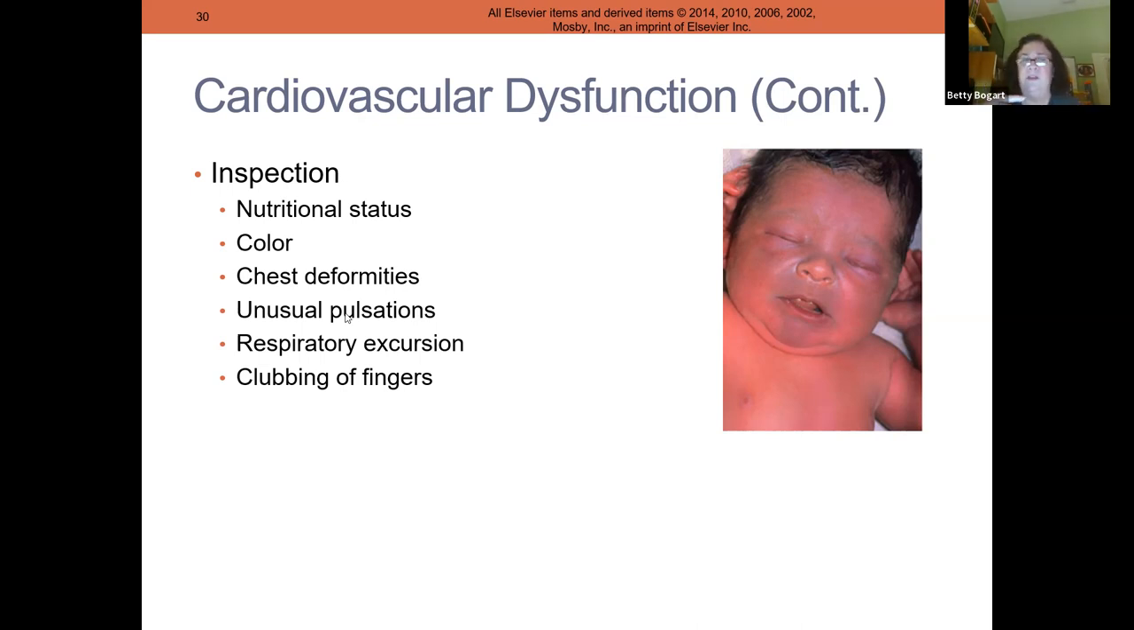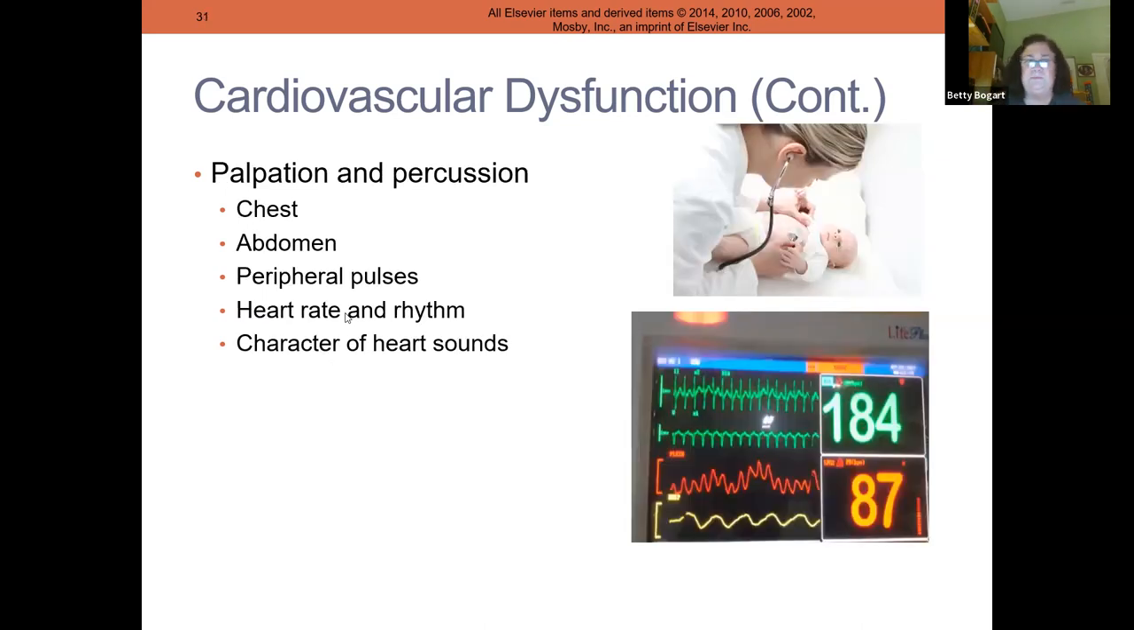When we look at the child, sometimes you put your hand on, you feel like a buzzing in the chest. That could be a murmur that's going on in there. And you're going to see the way that they're breathing. You're not going to see clubbing of fingers till later on in life. And I have a picture as we go onward.